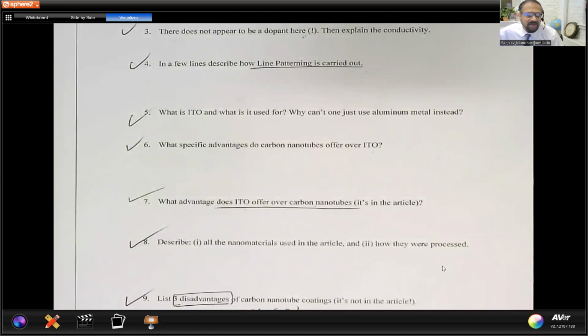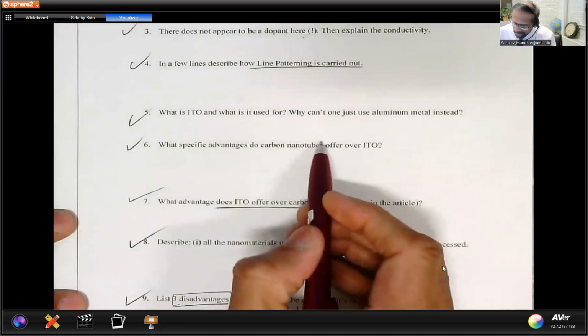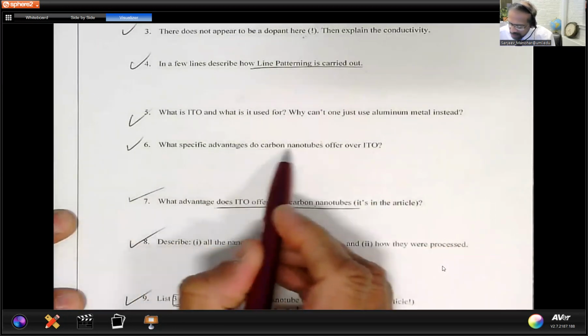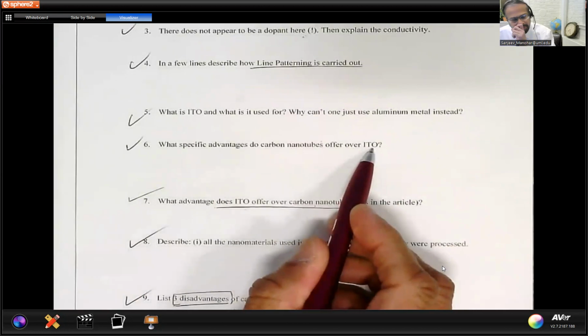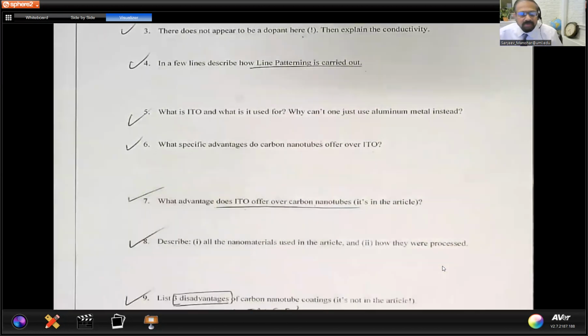And so here you have indium oxide, tin oxide, which is not a plastic, which is not really a metal, but it's kind of transparent and kind of conductive. That's the answer. Okay. What specific advantages do carbon nanotubes offer over ITO? Some of you got it correctly and missed some of the important ones. Carbon nanotubes are very flexible, right? You can bend it to a crease. You can open the crease and it still doesn't break. ITO breaks, right? That's a big advantage.